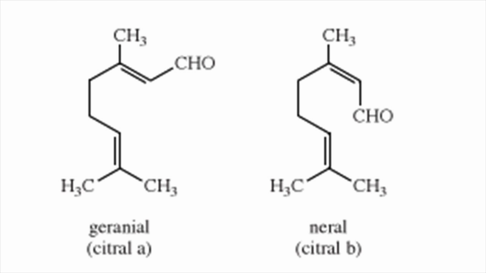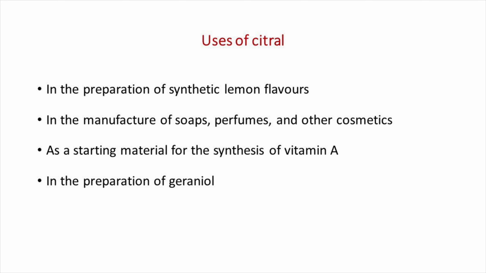Do you know what the uses of citral are? Citral is used in the preparation of synthetic lemon flavors and also in the manufacture of soaps, perfumes and other cosmetics to produce the odor of lemons. It is also a starting material for the synthesis of vitamin A and in the preparation of geraniol used in synthetic rose perfumes.